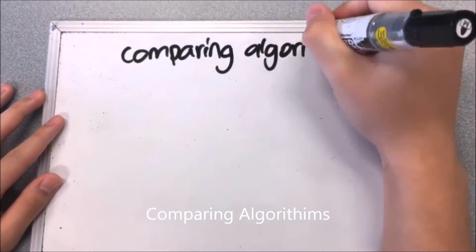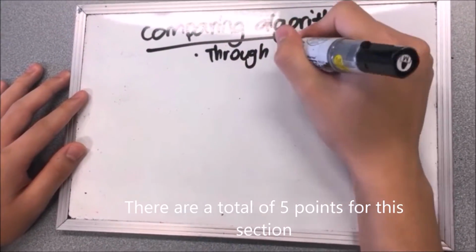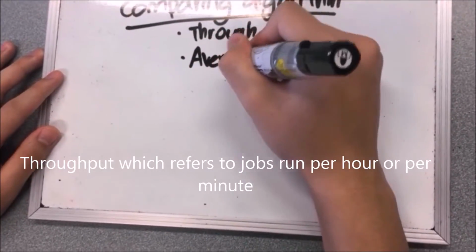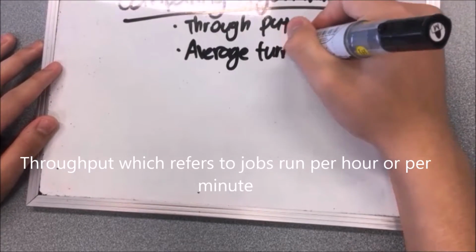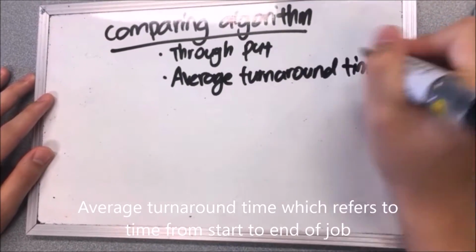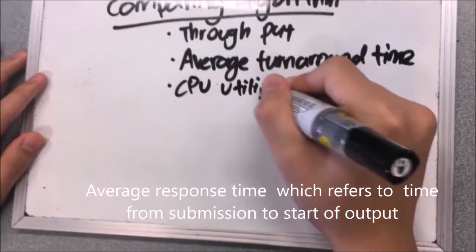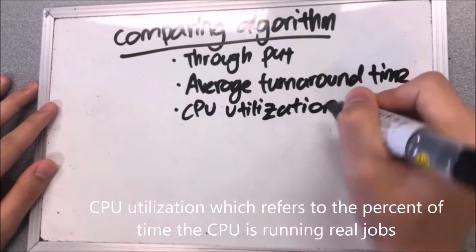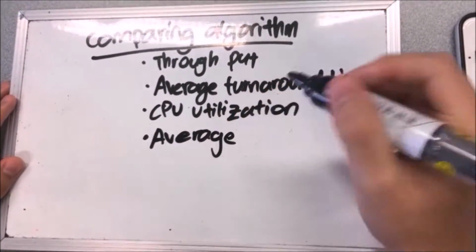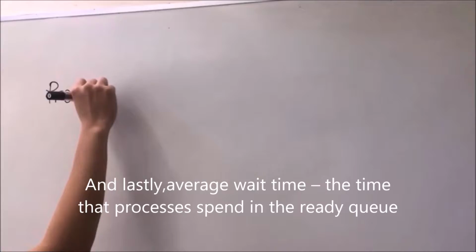Comparing algorithms. There are a total of 5 points for this section. There is throughput, which refers to jobs run per hour or per minute. Average turnaround time, the time from start to end of a job. Average response time, the time from submission to start of output. CPU utilization, the percentage of time the CPU is running real jobs. And lastly, average wait time, the time that processes spend in the ready queue.